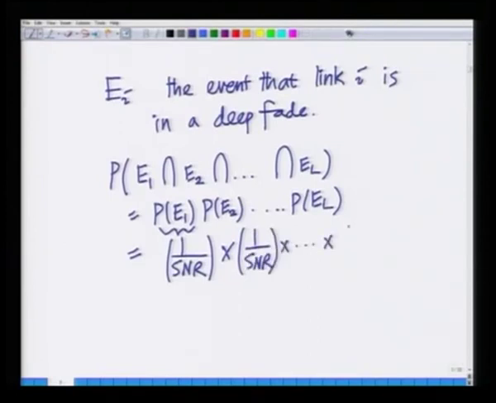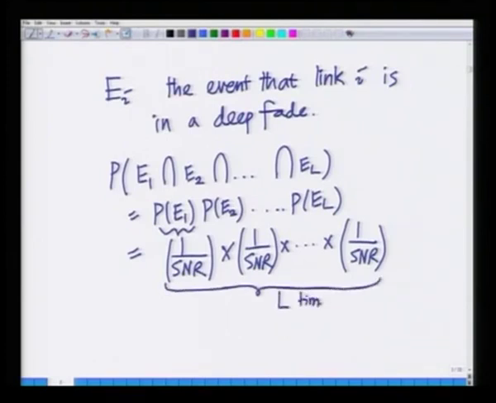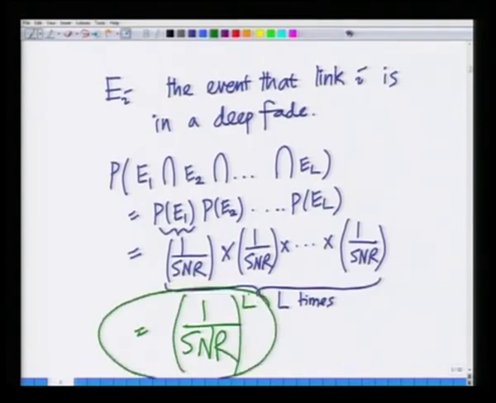So, as a net result, the probability that all L links are in deep fade is the product, 1 over SNR, L times, and that is equal to 1 over SNR to the power of L. So, this is essentially why your bit error rate is decreasing as a function of L.